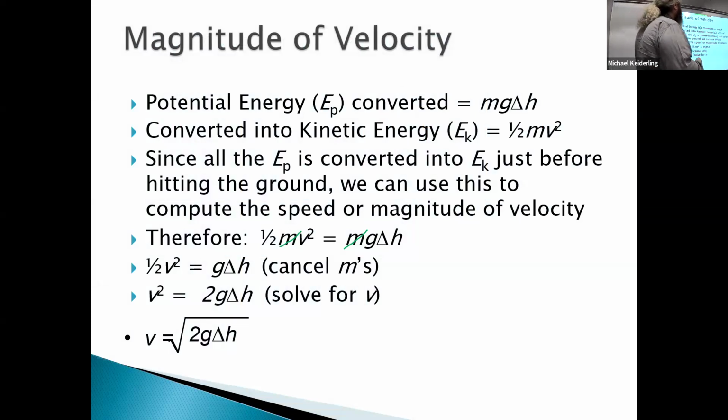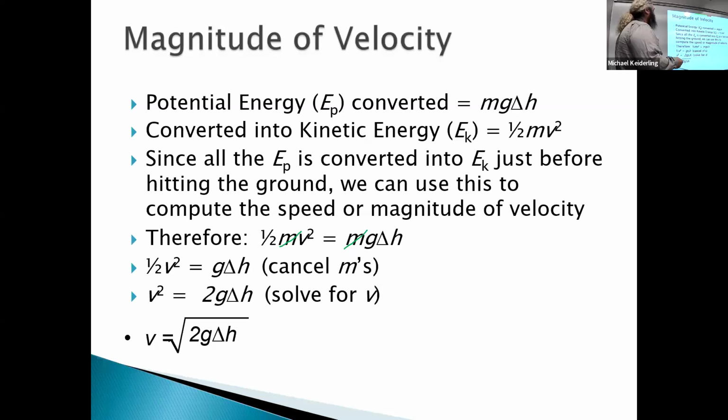So if you want to figure out the magnitude of the velocity, potential energy converted is mg change in height. This is converted into kinetic energy, 1/2 mv squared. Since all the potential energy is converted into kinetic energy just before hitting the ground, we can use this to compute the speed or magnitude of velocity.